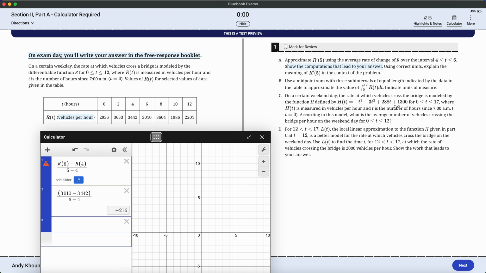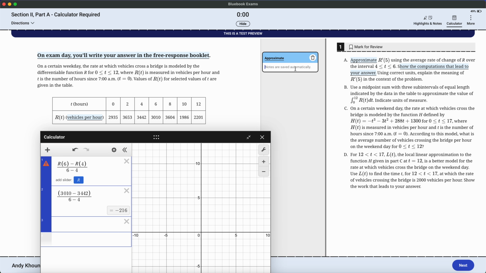Now, on the AP exam, whenever it's asking you to explain this in the context of the problem, what you should probably say is the rate at which vehicles cross a bridge from 7 a.m. to 7 p.m. Or you could say time t is equal to 0 to time t is equal to 12 is decreasing at a rate of 216 vehicles per hour per hour. And that will be your little context right there.